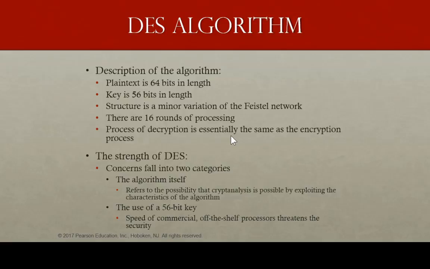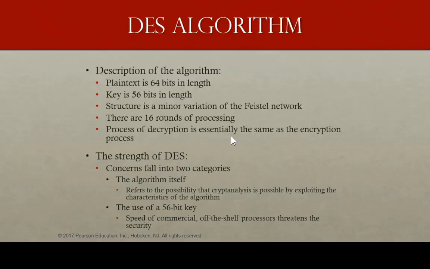The process of decryption with DES is essentially the same as the encryption process. The rule is as follows. Use the ciphertext as input to the DES algorithm, but use the subkeys in reverse order. That is, use the last subkey in the first iteration, and so on.